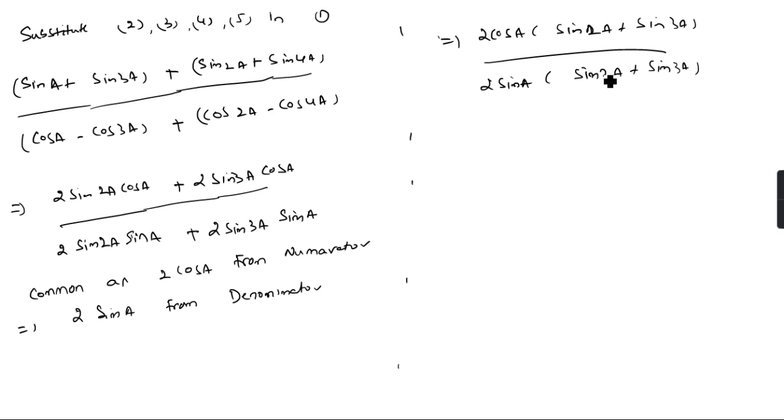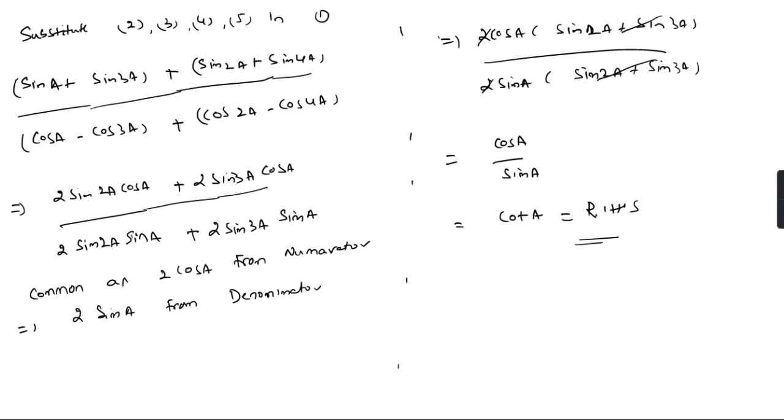Sin 2A plus sin 3A will be cancelled, and 2 will be cancelled, and we get cos A by sin A. So cos by sin, what is that? Cos by sin is nothing but cot A, which is equal to the RHS.